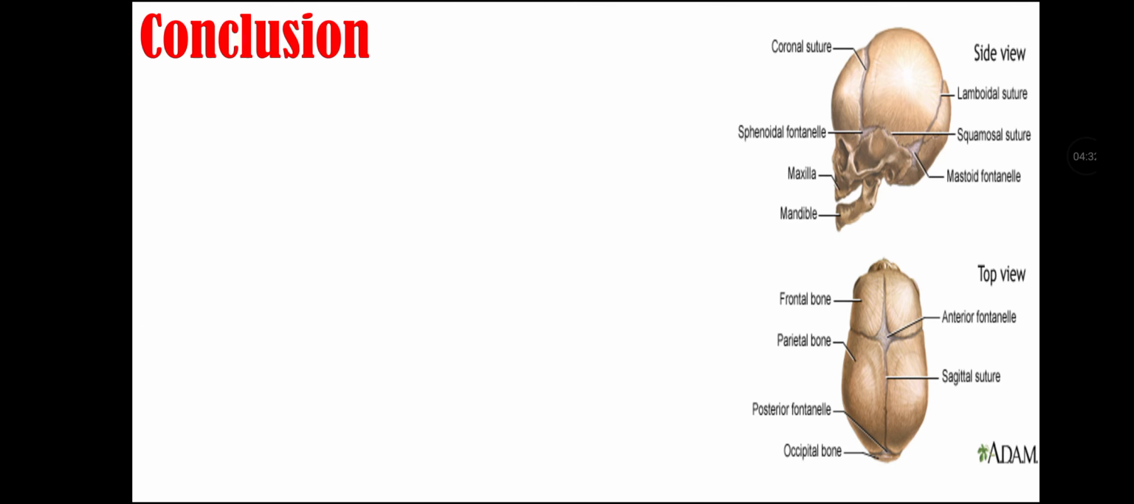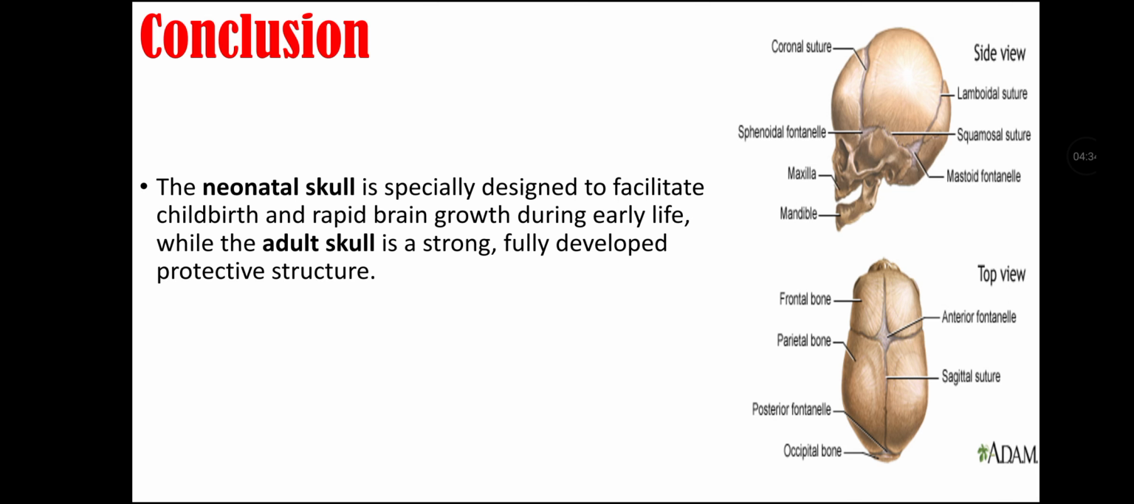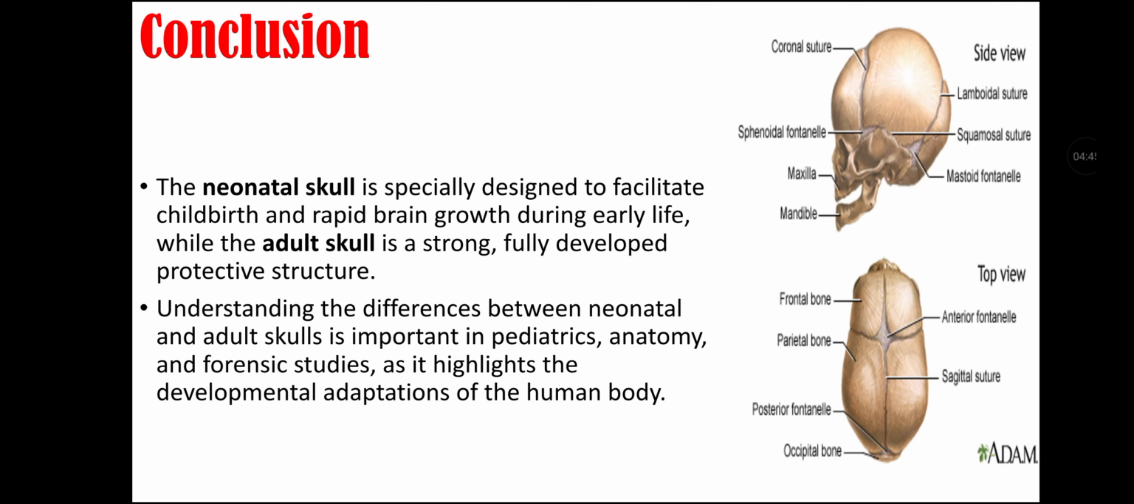Conclusion of this lecture video. Neonatal skull is specially designed to facilitate childbirth and rapid brain growth during early life, while adult skull is a strong, fully developed protective structure. Understanding the difference between neonatal and adult skull is important in pediatrics, anatomy, and forensic studies, as it highlights the developmental adaptation of the human body.